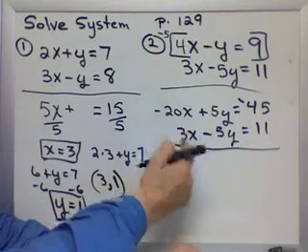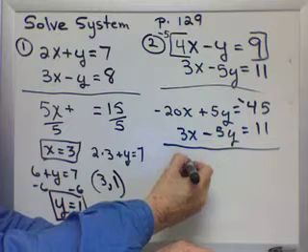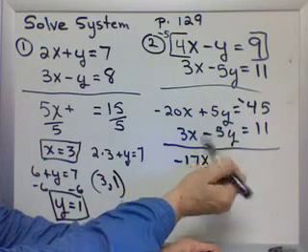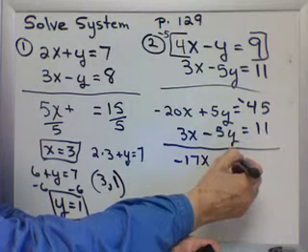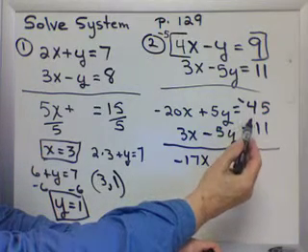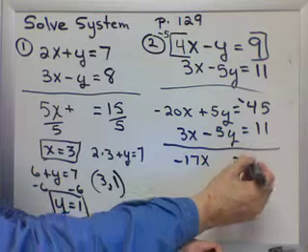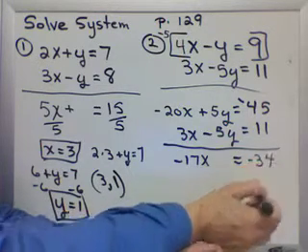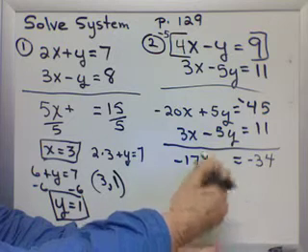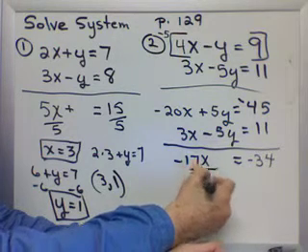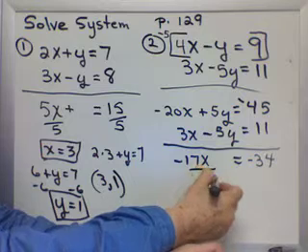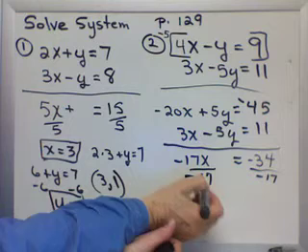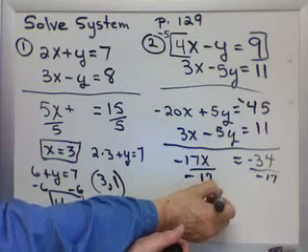So what's negative 20 plus 3? Negative 17x. 5y minus 5y, 0. Don't need to write that. Negative 45 plus 11, negative 34. All right, let's continue to solve this for x. Divide both sides by 17? No, negative 17. You knew that, right? Okay. So x equals 2.